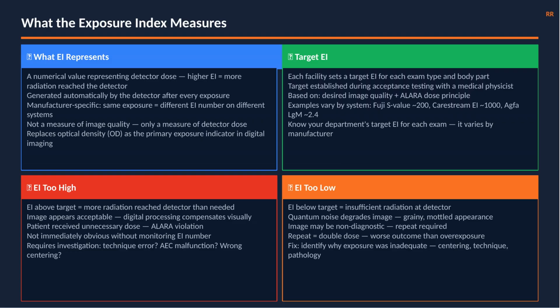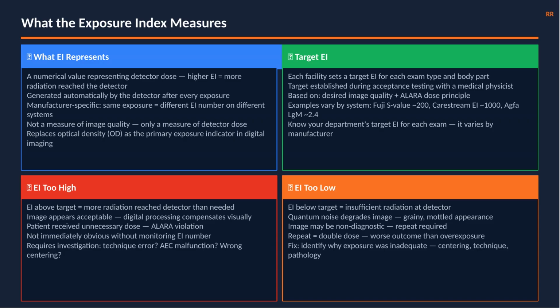The exposure index, or EI, is a number generated automatically by the digital detector after every exposure. It represents the amount of radiation that reached the detector. A higher EI means more radiation. Four things to understand about the EI. First, it is manufacturer-specific. The same patient exposure produces completely different EI numbers on a Fuji system versus a Carestream system versus a Siemens system. The numbers cannot be compared across manufacturers.